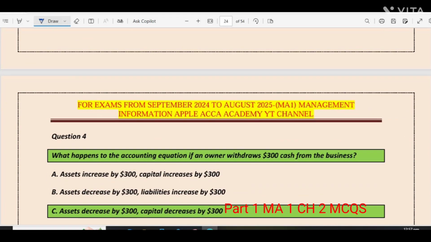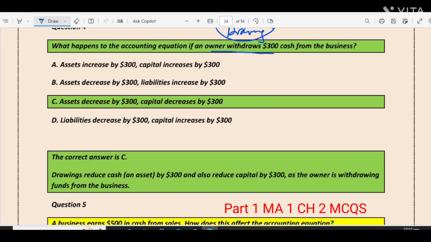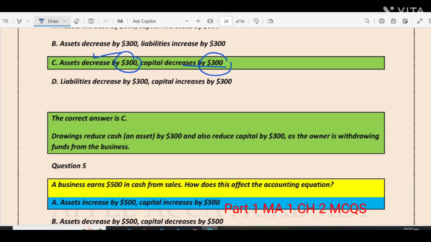Let's move on to the next question, number 4. What happens to the accounting equation if the owner withdraws 300 cash from the business? When they are withdrawing the money from the business, the asset will decrease because they are taking the asset, and the capital will also decrease because when the owner takes money from the business, it is drawing, and drawing decreases the capital. So drawing reduces cash asset by 300 and also reduces capital, as the owner is withdrawing funds from the business.